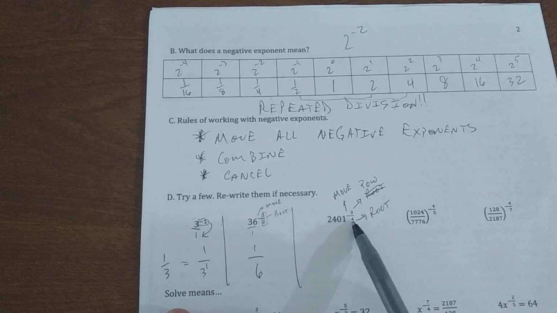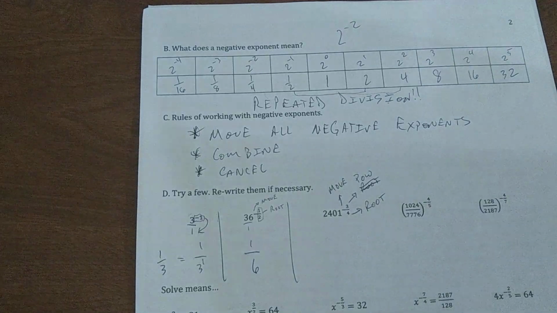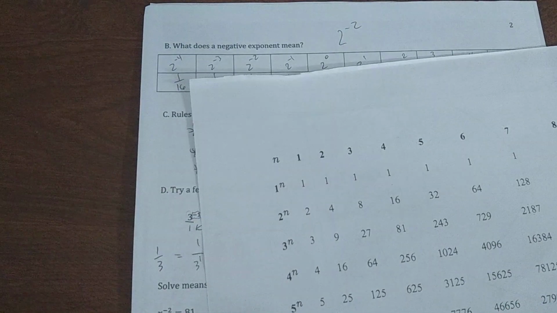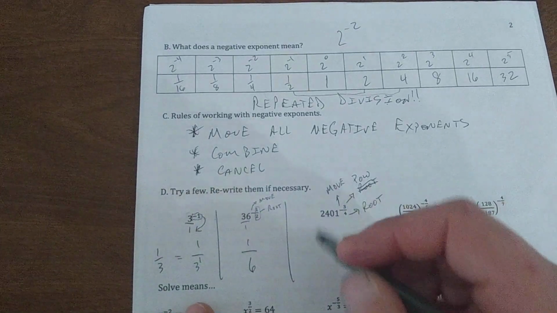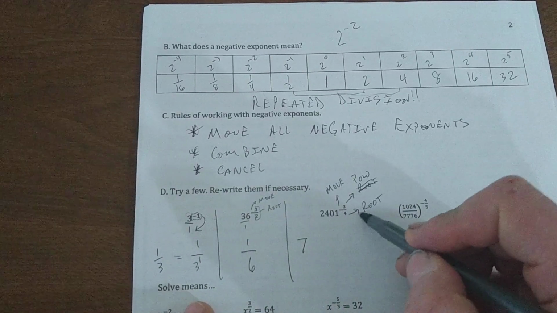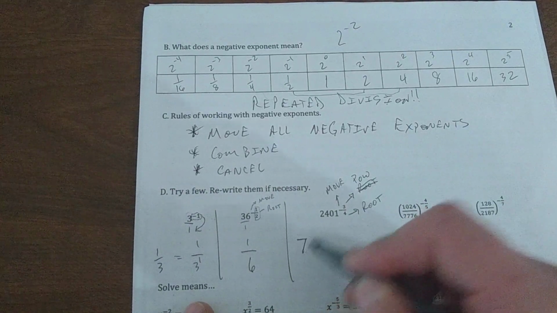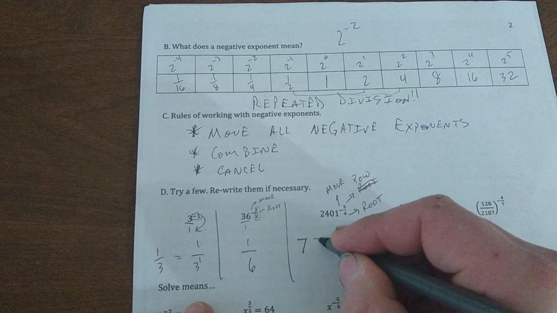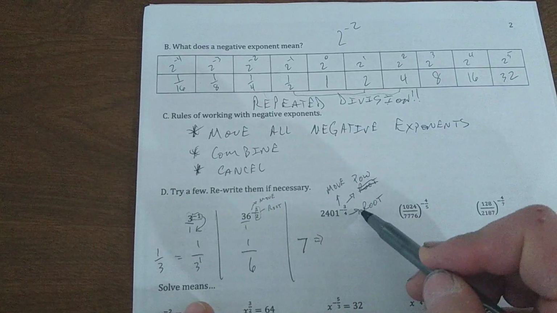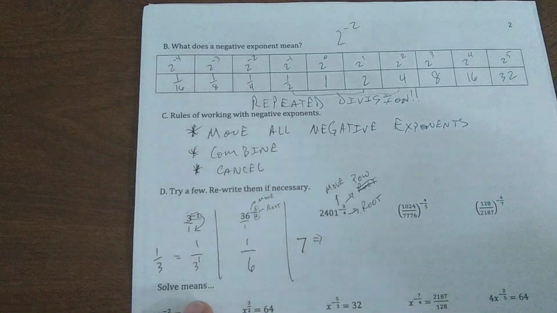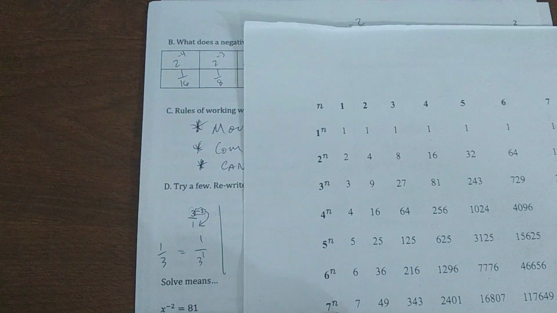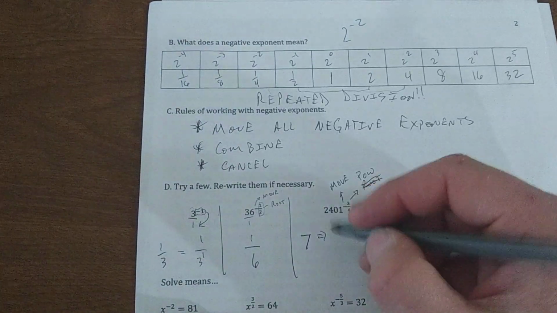So the first one we have is a 4th root. The 4th root of 2,401 is going to be 7. So after we do the root, we have 7. Next, let's do the power. We did the 4th root and got 7. Now the power is 3. So 7 to the 3rd is 343.